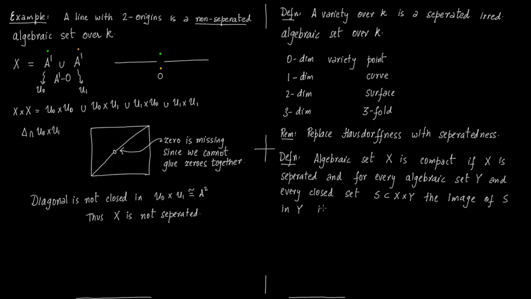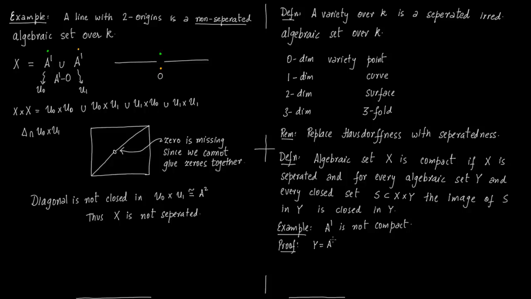So if the set is compact, you have to take another algebraic set Y, form the product X times Y, then take a closed subset S which lies in X times Y, project it to Y and show that the image of S is closed in Y. That is how you show any space is compact. So the example is: A1 is not compact. First note that A1 is separated. You can use the same diagonal argument as in the proof of showing P1 is separated. But A1 is not compact.